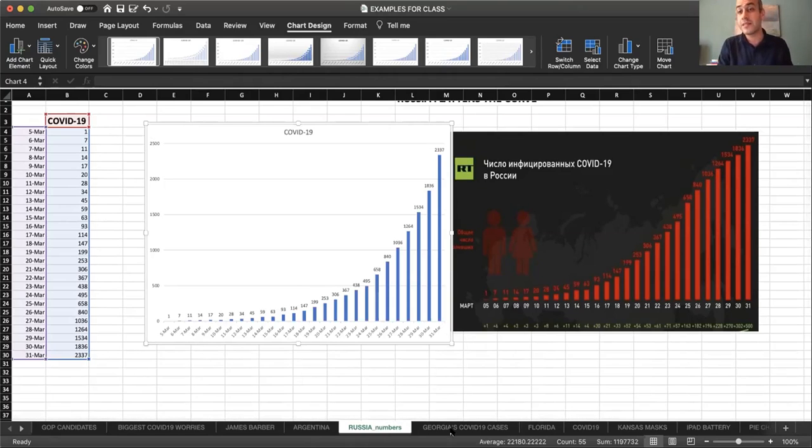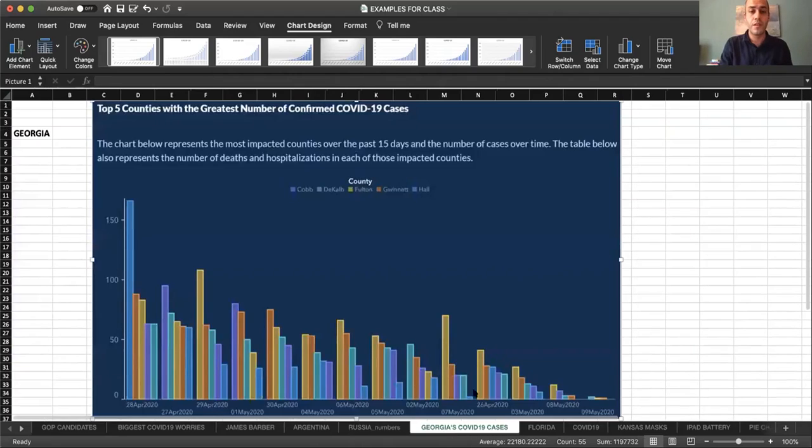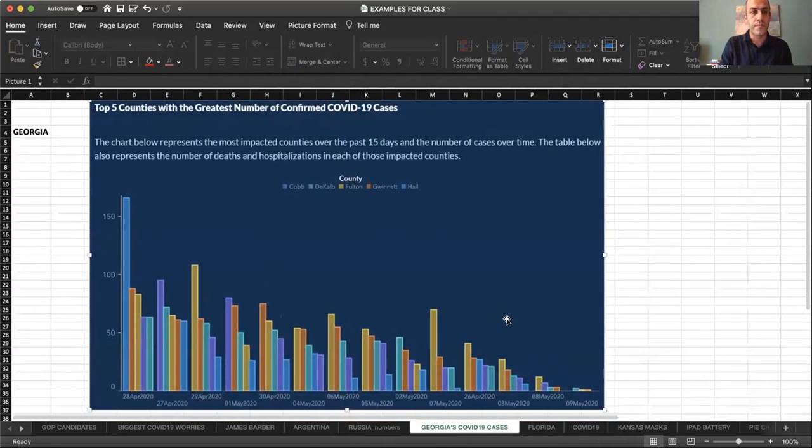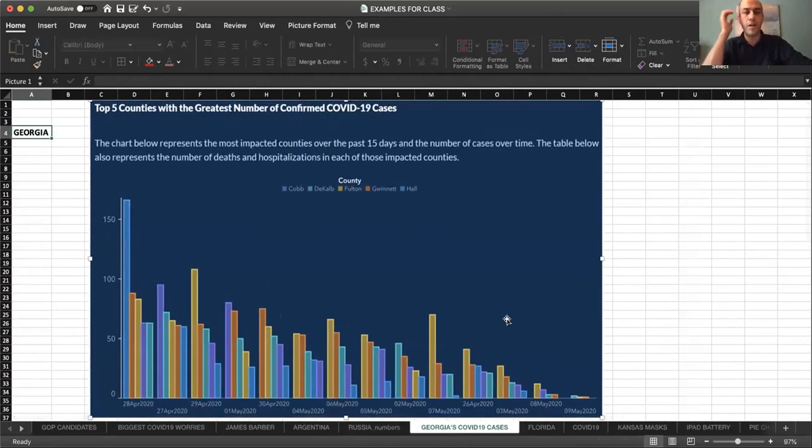So let's look at an example from the US. Okay, so this is from Georgia. And this is coming from the 5 counties with the greatest number of confirmed COVID-19 cases in Georgia. It's from the Cobb, DeKalb, Fulton, Gwinnett, and Hall counties. I don't know anything about that. So this is interesting because the chart below represents the most impacted counties over the past 15 days and the number of COVID cases over time.